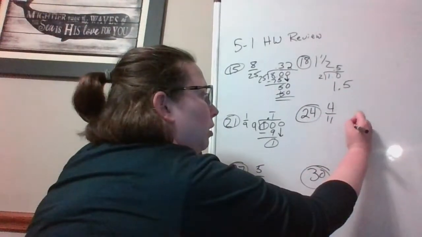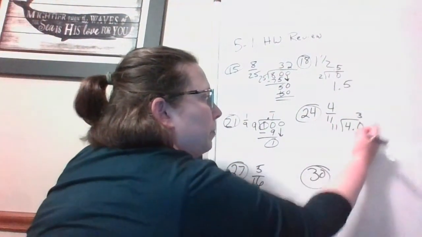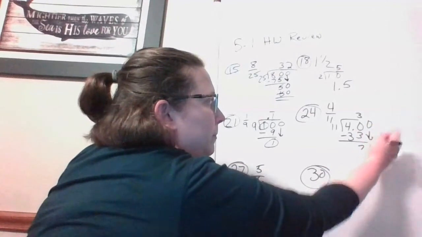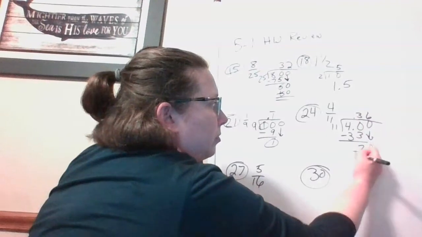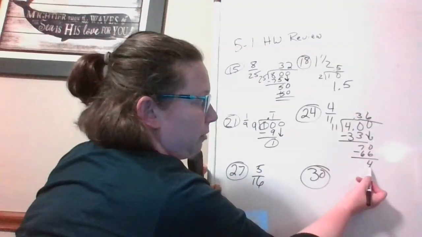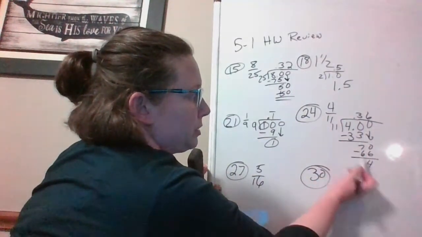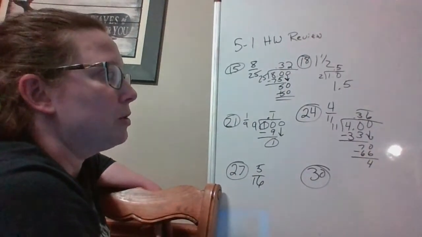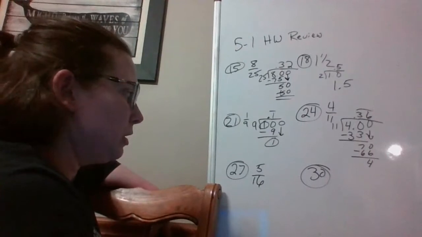For 24, we have 4 divided by 11. And there we have it. We just came up with a 4. Because that 4 is here and here, we know that the 36 is our repeating period. So our answer is 36 hundredths with a repeating period of 36.